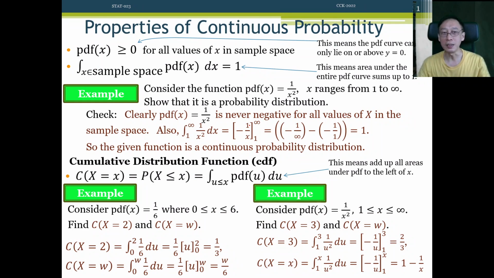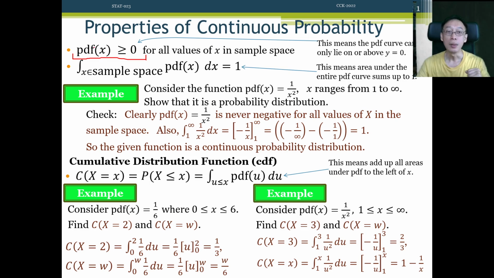So the two properties are, number one, the PDF values for all values of x that are defined, like 1 to infinity, all the PDF values must be greater than or equal to 0. It can be 0, but it cannot go below sea level. Remember that? In other words, in the PDF diagram, the function, we can only see the curve being above sea level or on the sea level, 0. It cannot go below sea level.